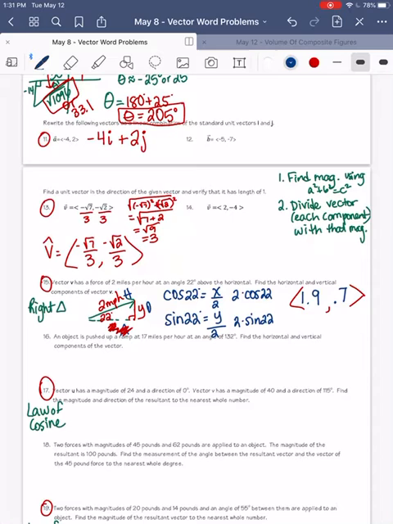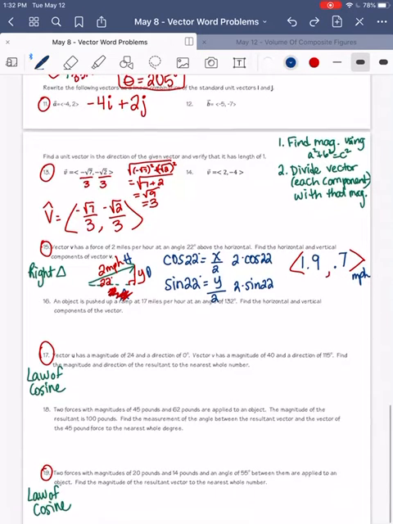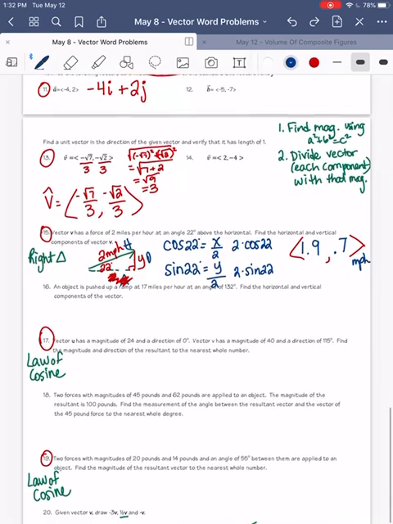So it goes 1.9 miles per hour, and this unit would be miles per hour. Okay, and there's your component form. Component form, remember, means X and Y. So this is going to the right and this is going up. Okay? All right, number 17.